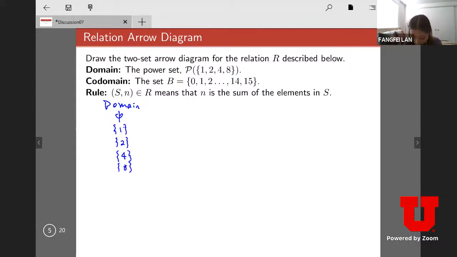I'm going to have to write very small because I think I'll run out of space. And then the 2 element ones: {1, 2}, {1, 4}, {1, 8}, {2, 4}, {2, 8}. Ugh, I'm definitely going to run out of space. {4, 8}.